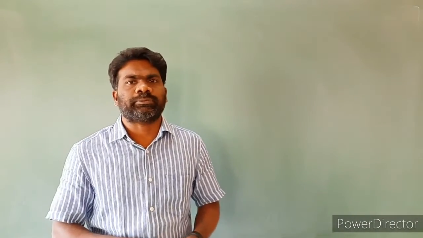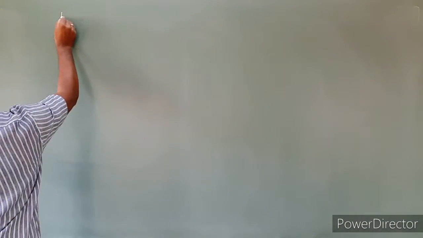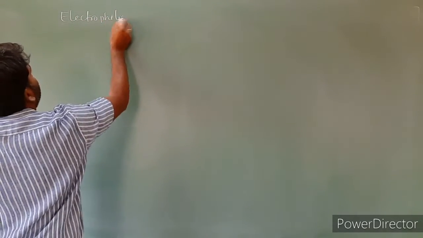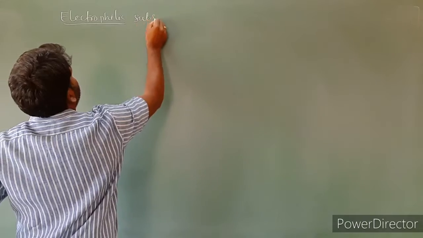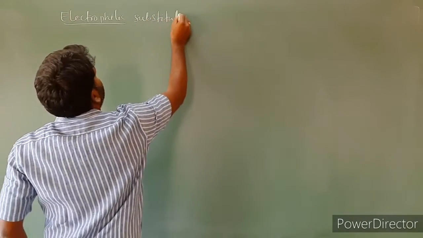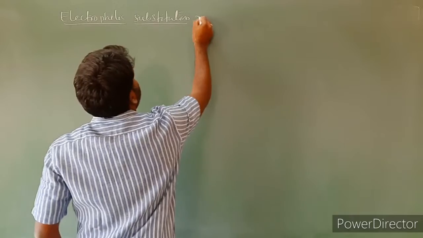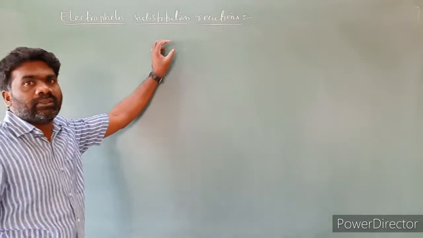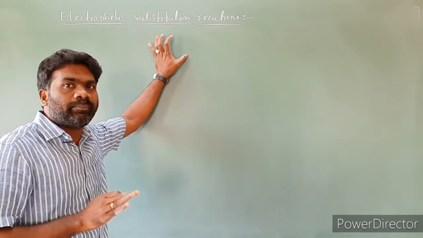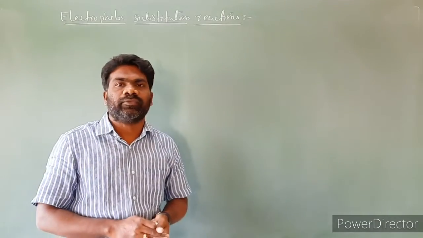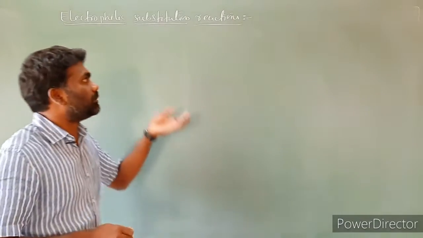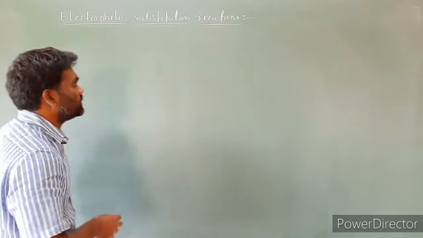Next, electrophilic substitution reactions. The CHO group, the aldehyde group present on the benzene ring, is an electron withdrawing group. It will produce a meta product. So how will the meta product be formed? Let us understand by taking resonance.